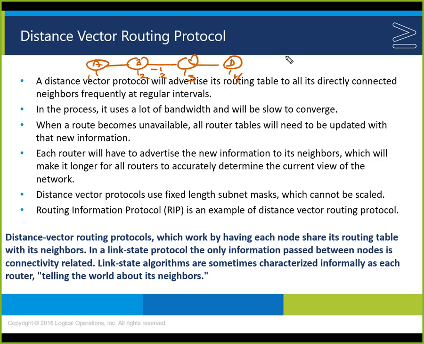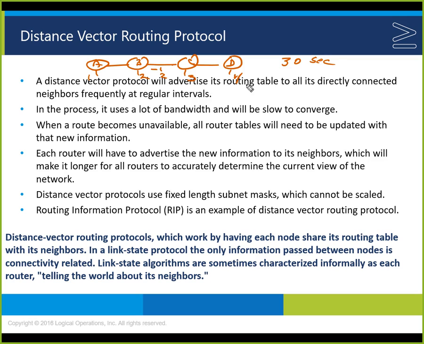In RIP, every 30 seconds it does an update. So it takes a little while to get these things into convergence. So A tells B, and then B tells everybody it's directly connected. B tells A and C about it, and then C tells D on down the line.